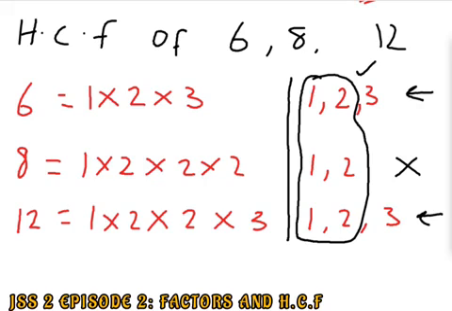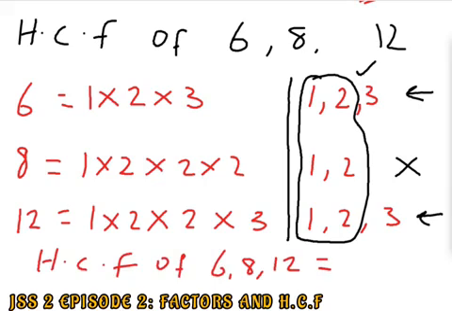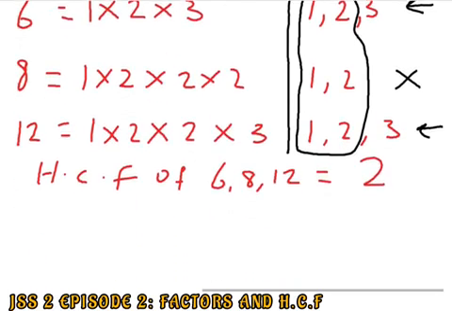For that reason, we'll say the HCF of 6, 8, and 12 is 2. Now, this is a simple way of finding the highest common factors. For you to understand this better, so that you can solve any question that comes out in your exam under HCF, I will give you another secret on how to find the HCF of a number.